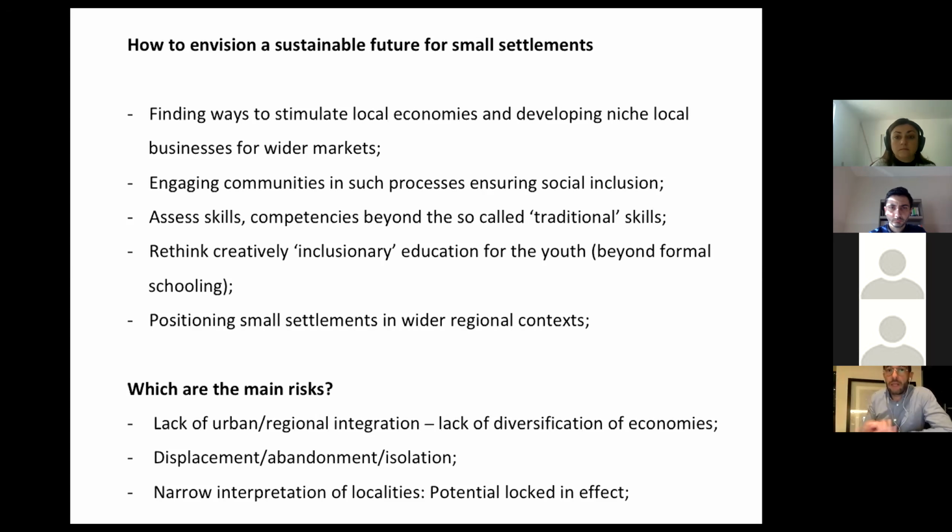So here is a list of ways to envision a more sustainable future for these settlements: stimulating local economies, developing niche markets and business models for more global markets, engaging communities, assessing skills beyond the traditional ones, skills that the community can have and can be used, rethinking creatively education in a more inclusionary way beyond formal schooling, and positioning those settlements in a wider context.